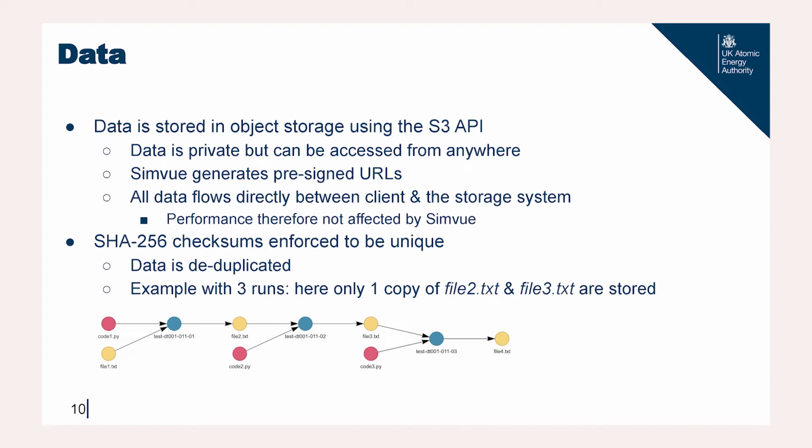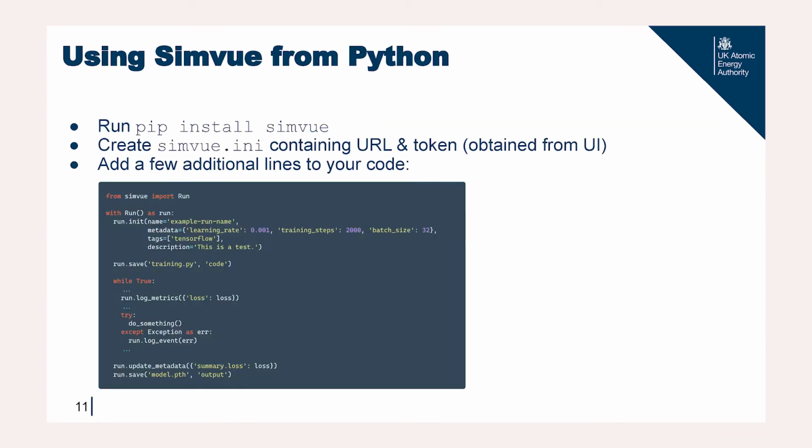So first of all, we'll talk about how SimView is used from within Python, because that's the simplest case, then move on to talking about other codes. You just type pip install SimView to get access to it, and then there's a small configuration file which provides the URL of the server and an access token, and the UI provides an easy way of getting access to that.